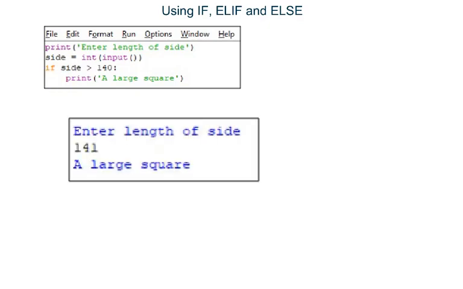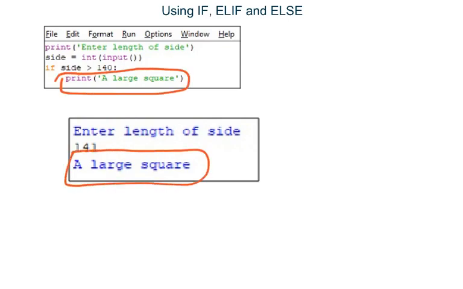Here we have run the program and entered the value 141, which has got stored in the variable named side. The program then checks if what is in variable side, 141, is greater than 140. Clearly 141 is a bit greater than 140, so the program does the indented line of code and outputs a large square.